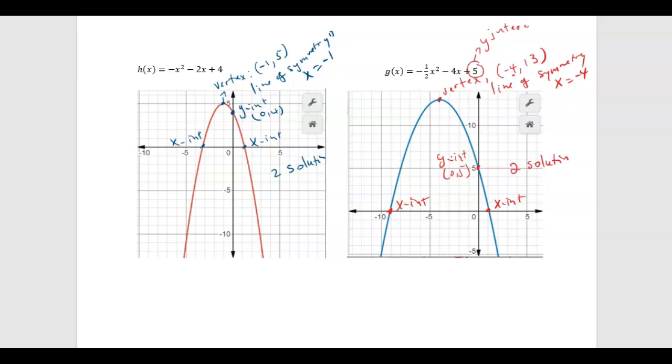I want to catch your attention on something else. Notice that this graph is wider than this graph. That's because of the coefficient of x. If the coefficient of x is between 0 and 1, then the parabola gets wider. But if the coefficient of x is bigger than 1, then you're going to see the parabola got skinnier than the original one.